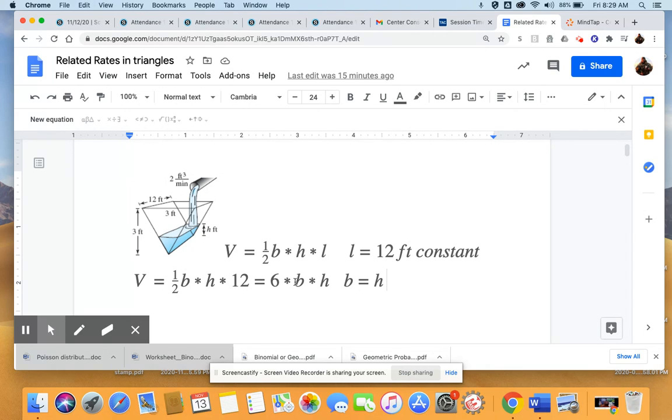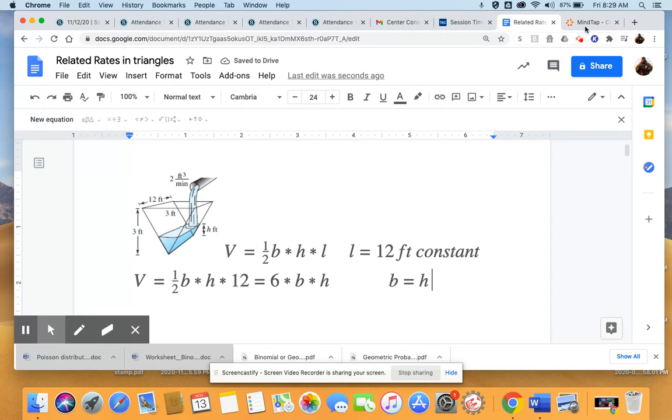We've got our volume equation. We know that our length is constant. We plugged in our constant length, simplified it. And we also know now that base and height are going to be equal. I'm going to space this out so it's a little further away. Base and height are both equal.